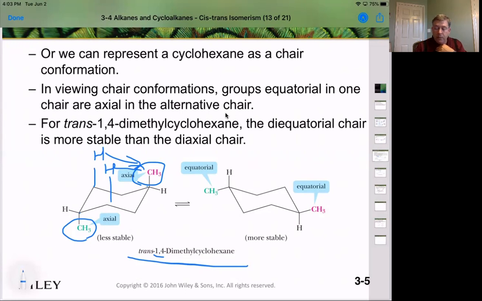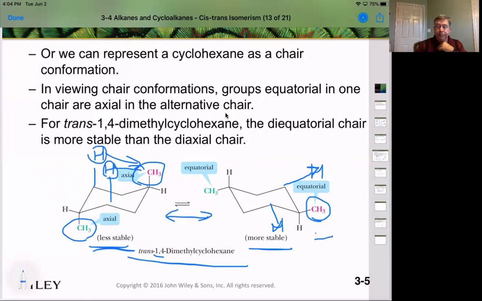Okay, so if we were to flip this chair configuration into this chair configuration, we would now have the methyl groups in the equatorial. Both methyl groups would be in the equatorial here. And so the hydrogens that are also in the equatorial positions are now further away from this methyl group than the hydrogens were in this axial position, making this the more stable configuration.